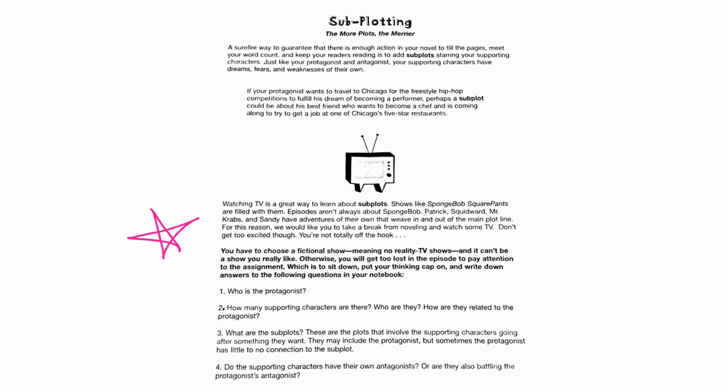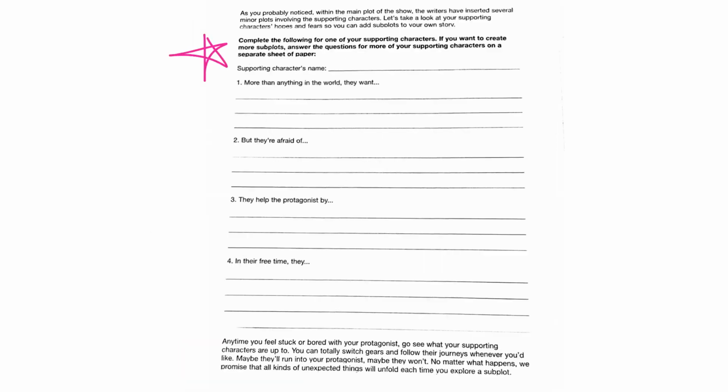You're going to look for several things. Right here. Who is the protagonist? How many supporting characters are there? What are the subplots? You're looking for subplots that involve the supporting characters going after something that they want. It can include the protagonist, but your supporting characters drive the subplot. And then ask yourself, do the supporting characters have their own antagonist? Or are they also battling the protagonist's antagonist?